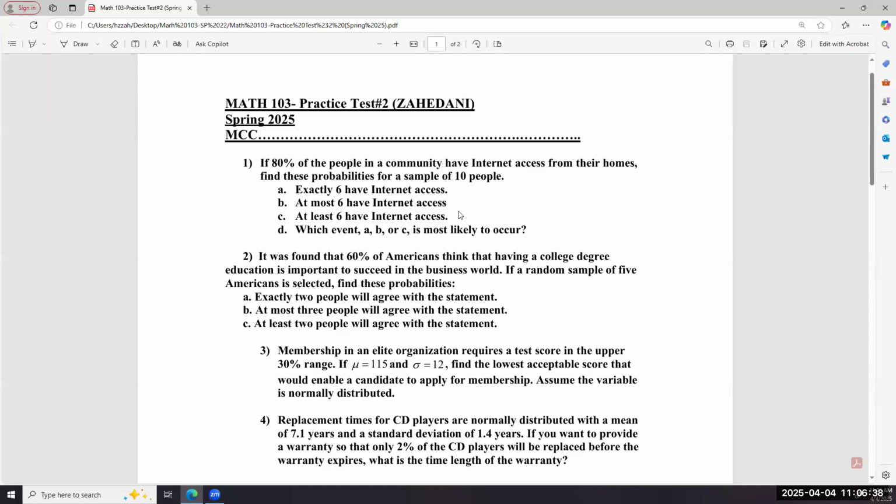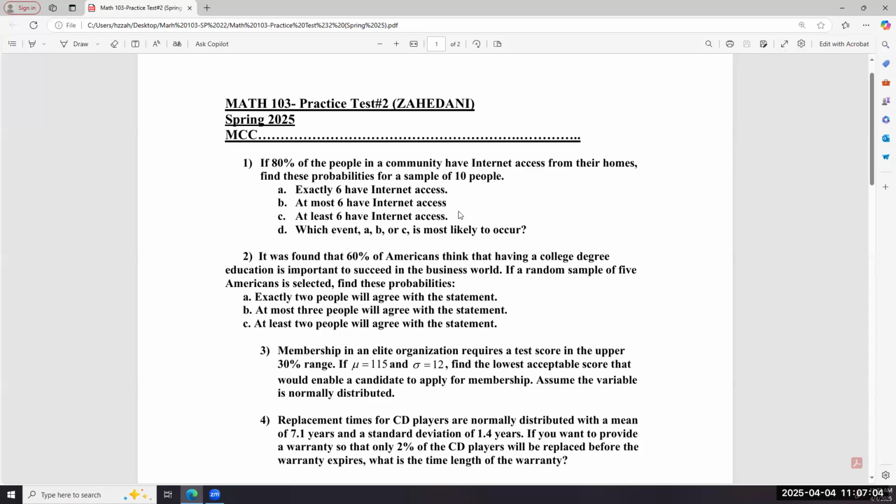This is always the case. They ask you for 3 types of probability. One of them refers to exactly, just one number. The other one is at most 6. At most 6 means 6 is the end, so it's going to be 6, 5, 4, 3, 2, 1, 0. At least 6 is going to be the beginning.